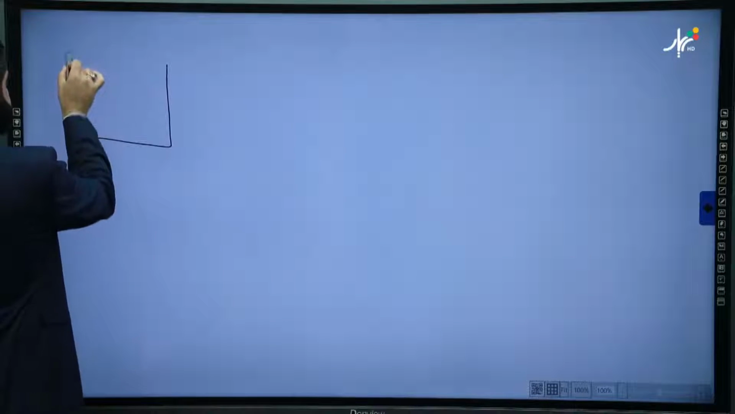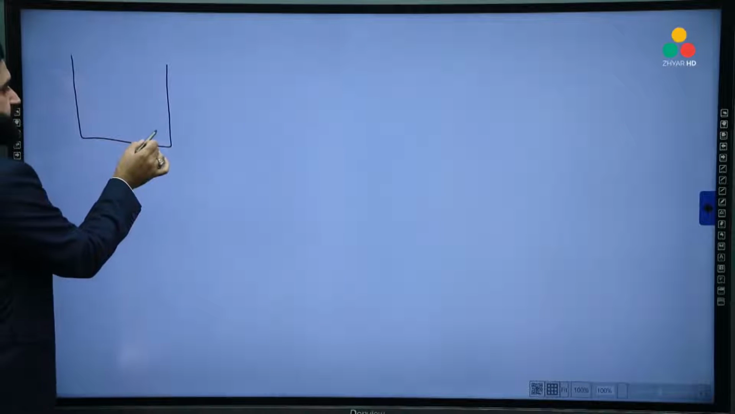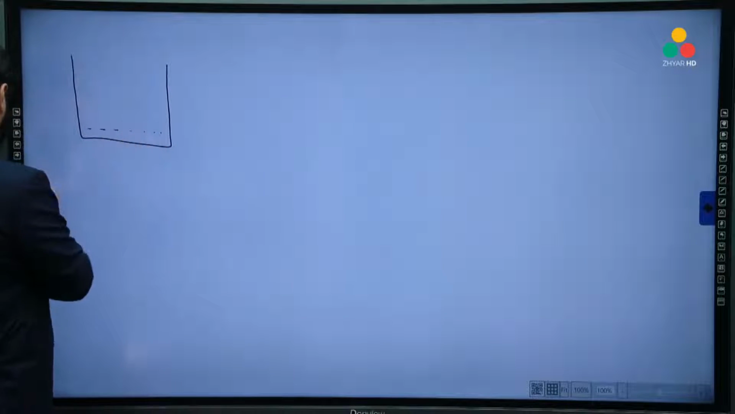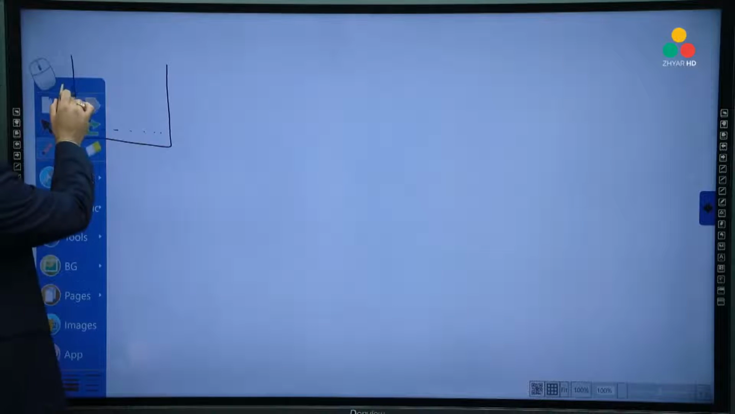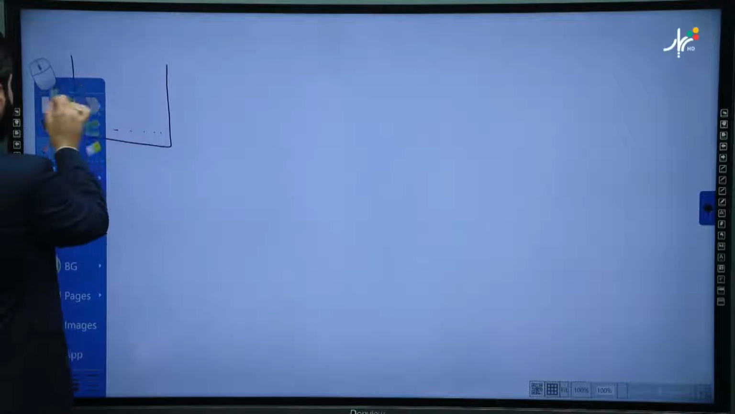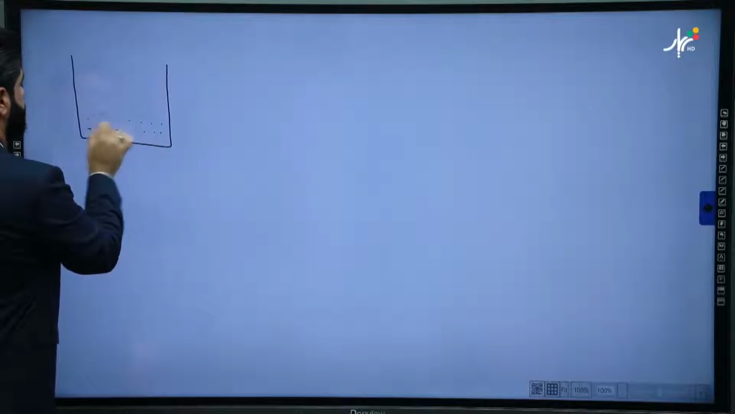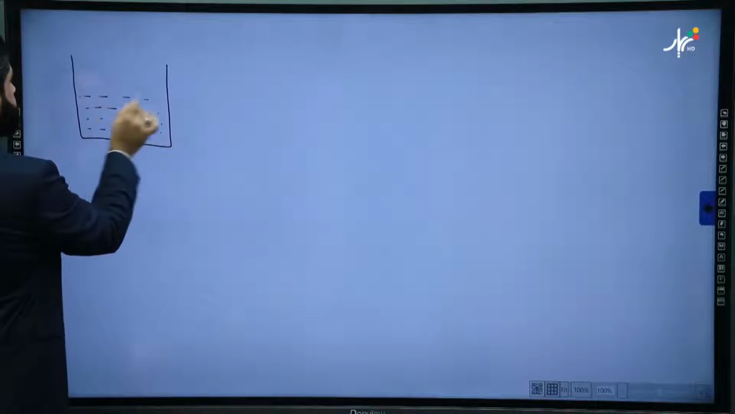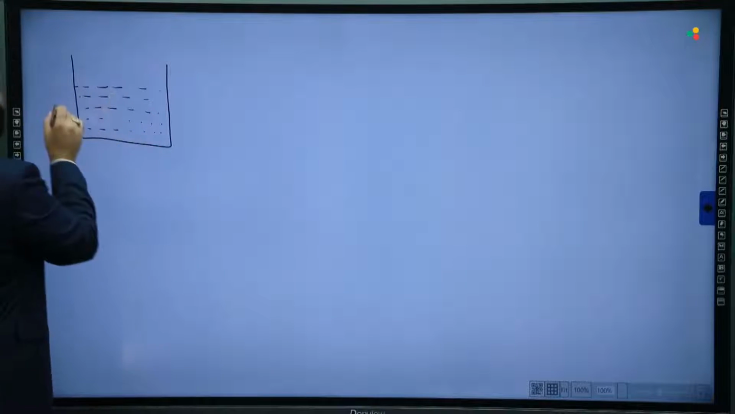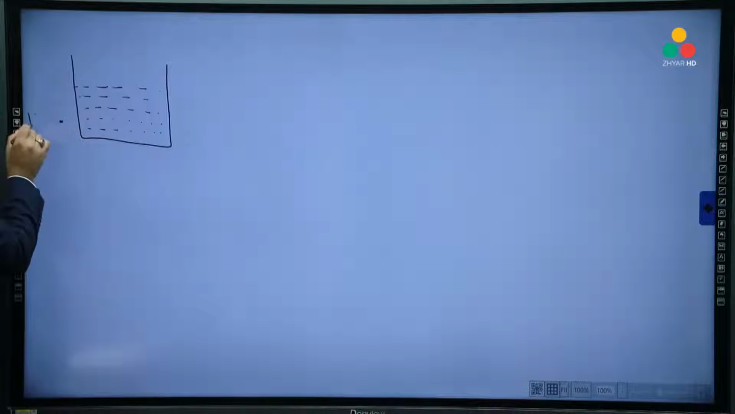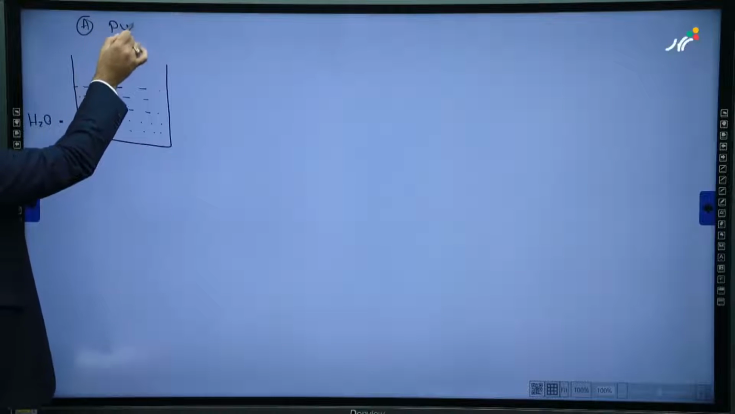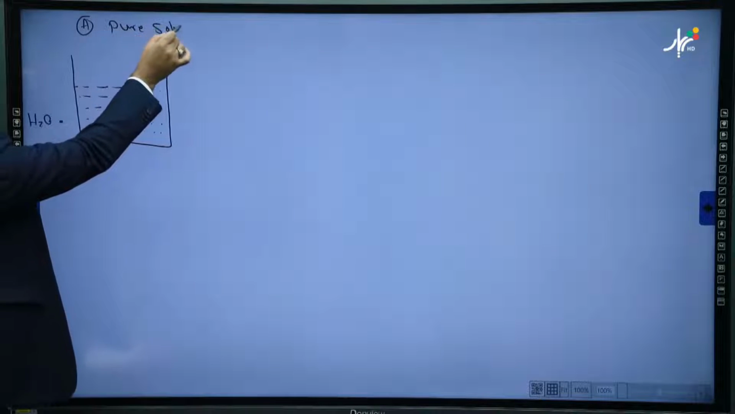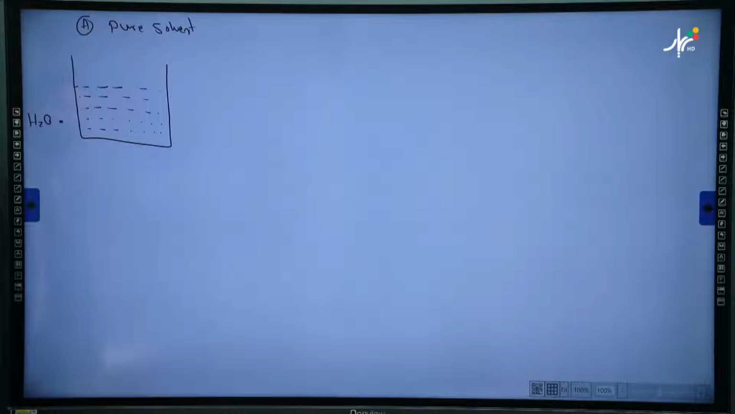This is a glass, okay? The first case, it's filled with H2O, until this level. Any of these particles is an H2O molecule. So here, the first case, A, is a pure solvent.